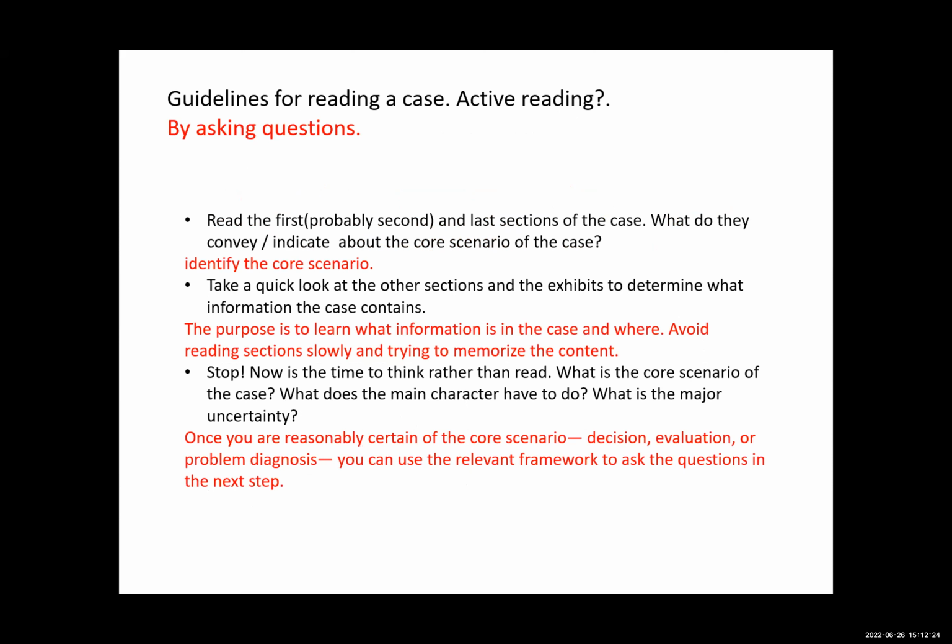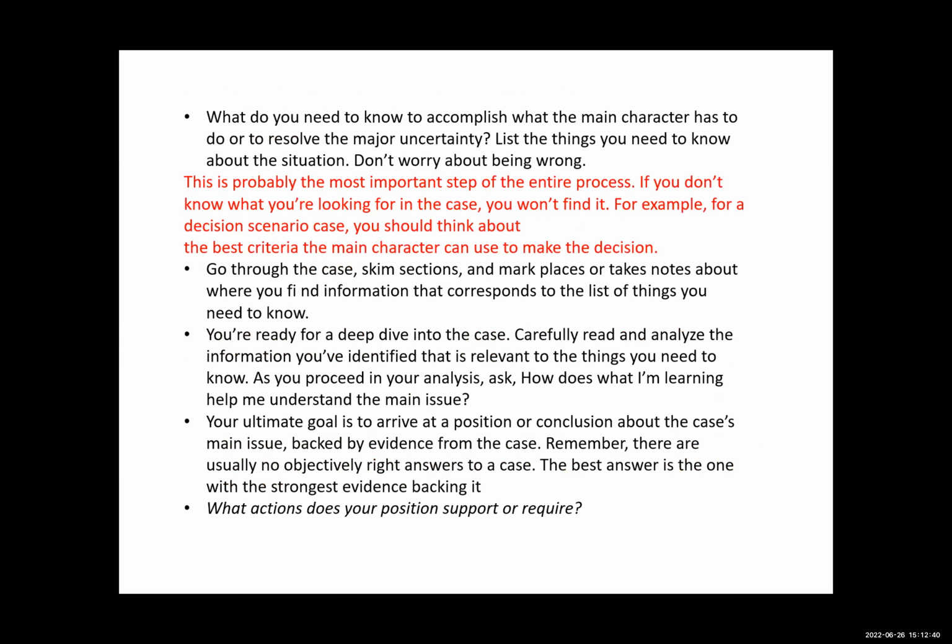Identify the core scenario, the information in the case. What is the core scenario? What does the main character have to do? What is the major uncertainty in the case? And then finally, the fourth question is, what do I need to know to resolve the uncertainty? Afterwards, you can skim through the details. So please remember those four questions. It's not a big deal. It's all common sense. Before getting deep into the case, we keep these four torches in mind.